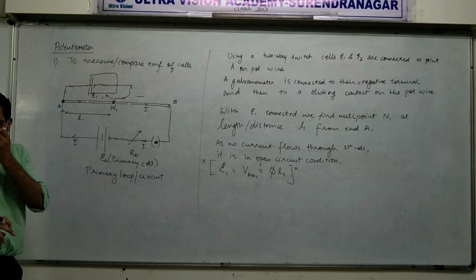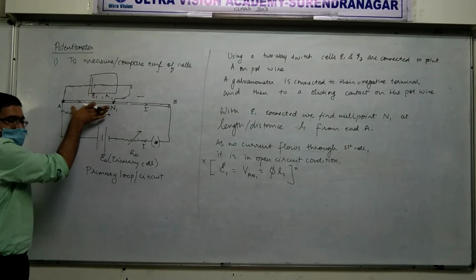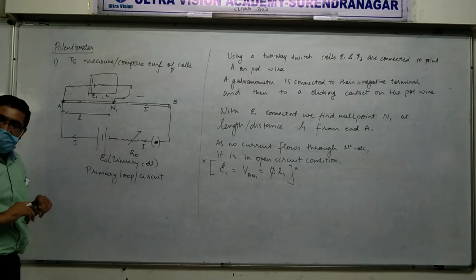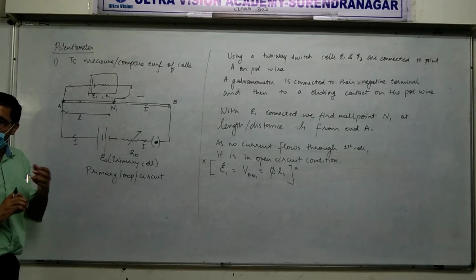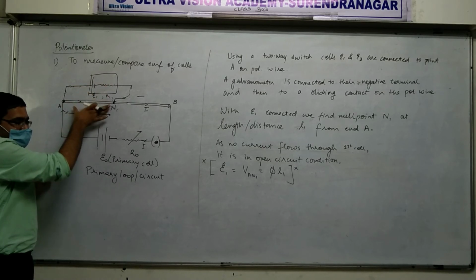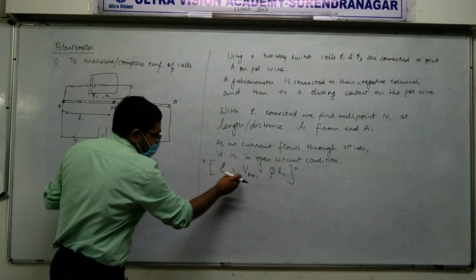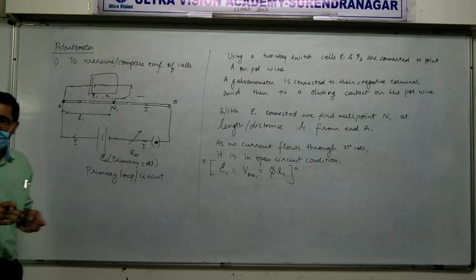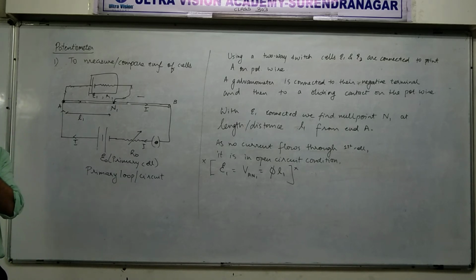Does that make sense? So, if this is in parallel with this, then what should we say? Voltage is the same, correct or not? So the voltage of this is the voltage of that. So that's why VAN1 should be the same as epsilon 1. Is epsilon 1 a voltage or is it EMF?